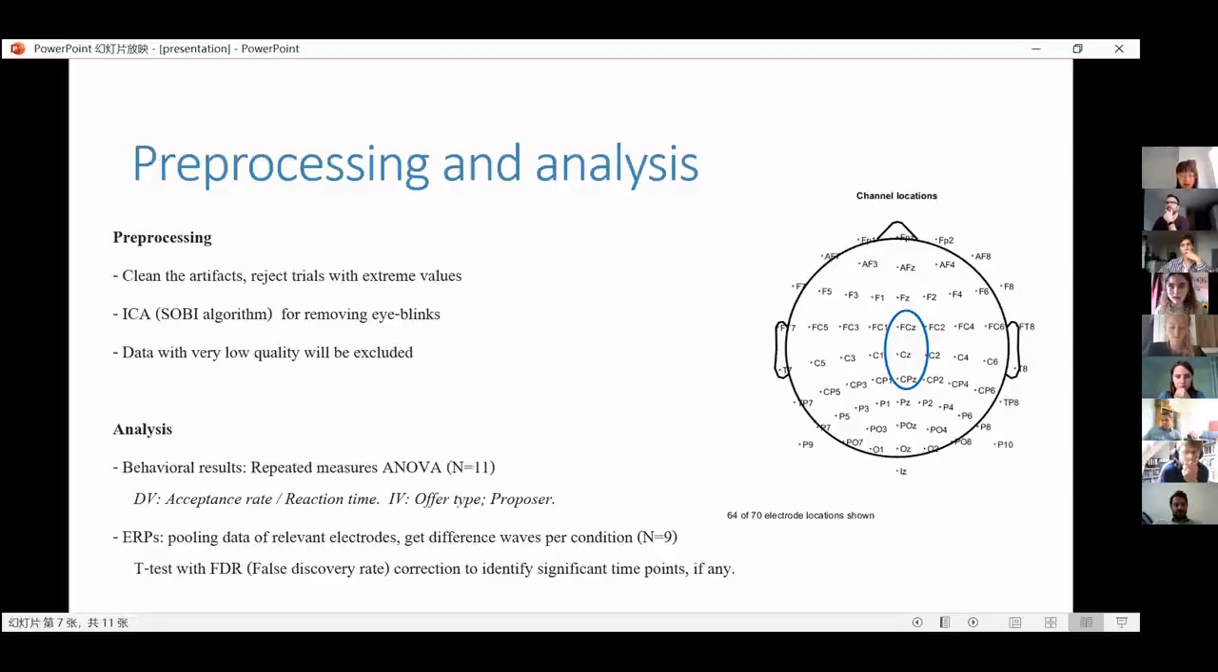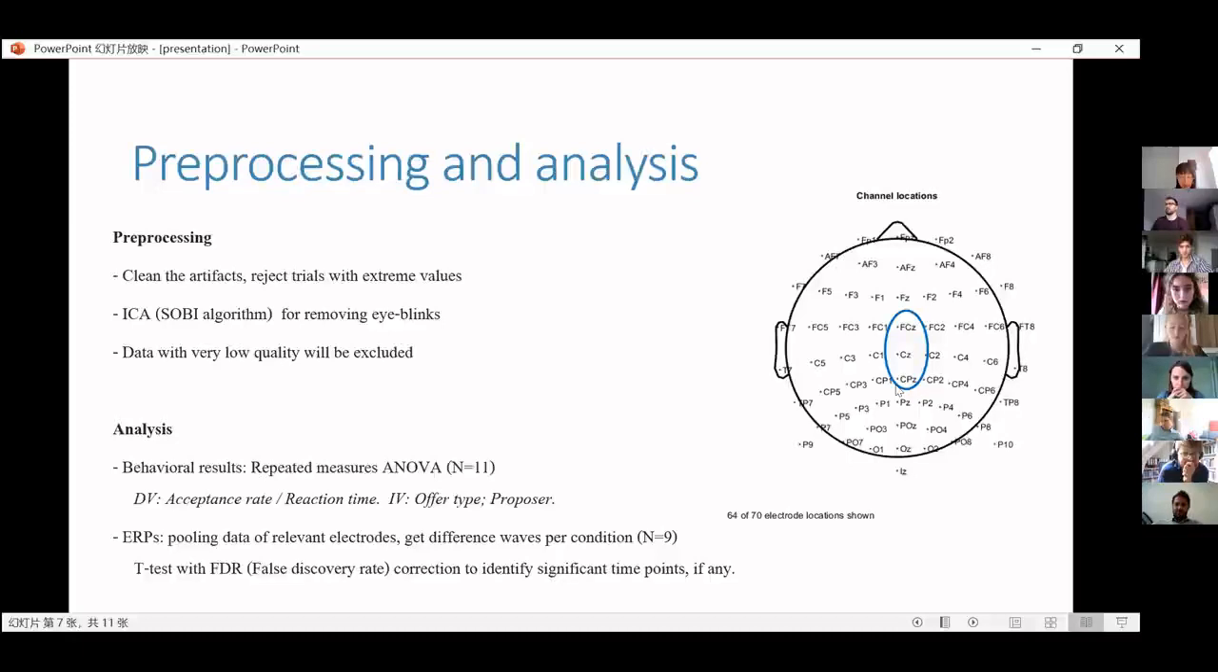After that, I pooled all the data. Data with very low quality, such as problems in event codes or problems in the signal itself, are excluded from the study. This leads to a total of 9 subjects in the final analysis. For analysis, I pooled data from 3 relevant electrodes, which are also marked on the right side of the slide: FCZ, CZ, and CPZ, I think. Those electrodes reflect a region of interest, and I picked them from previous literature.